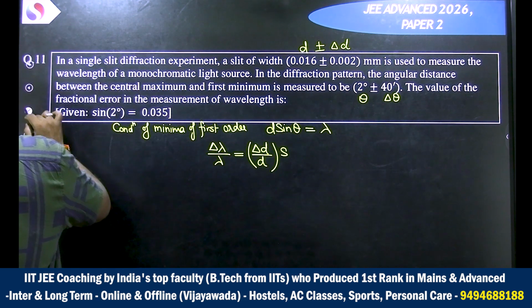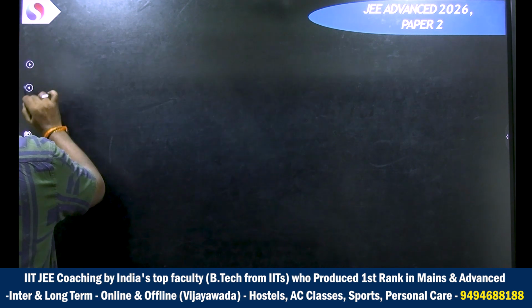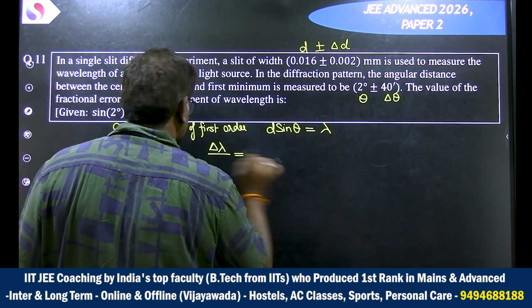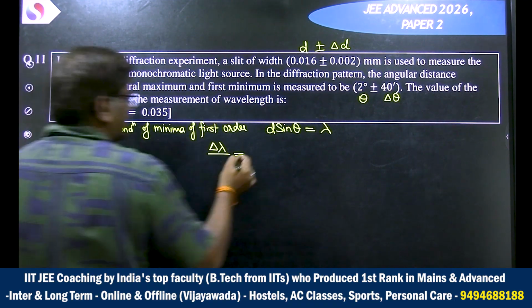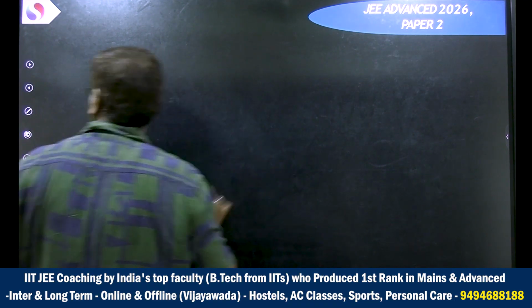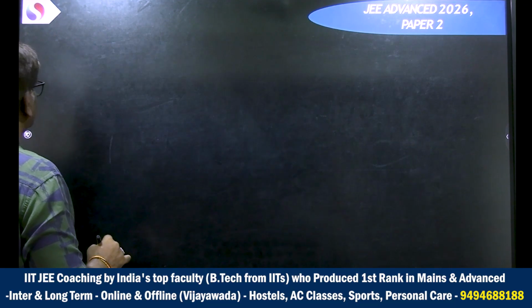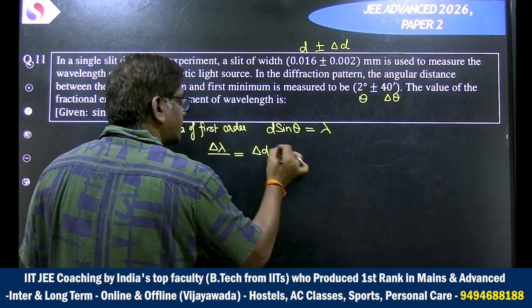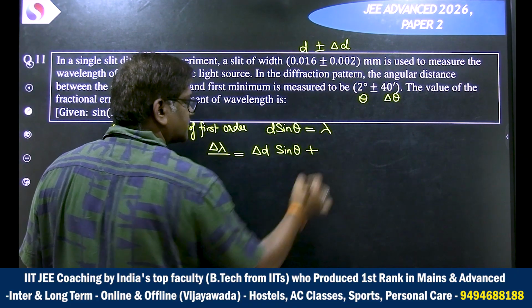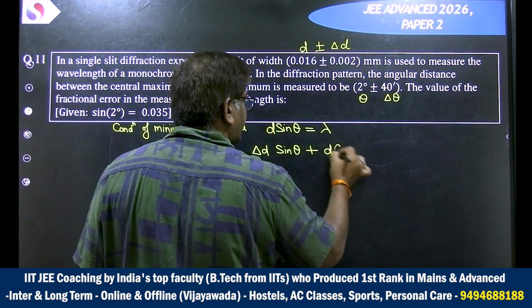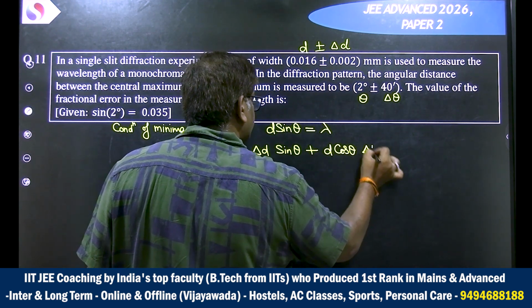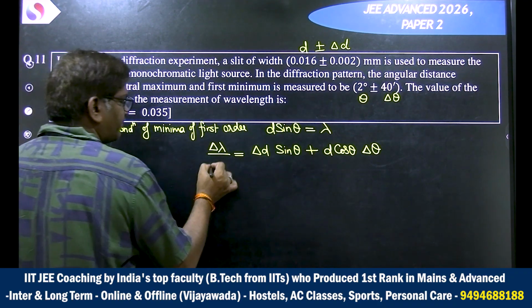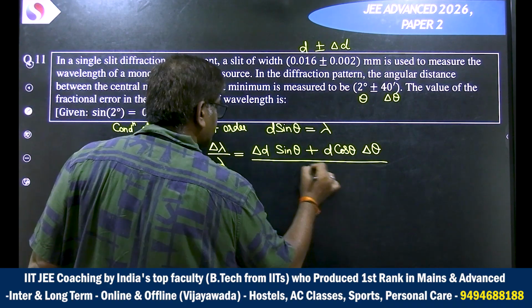No, one minute. I can write it in this way. Delta lambda is equal to what? Delta d into sin theta plus d into cos theta into delta theta. Okay, first function into differentiation of second function plus second function into differentiation of first. We have to find out the fractional error, so that means we are dividing the entire thing by lambda.